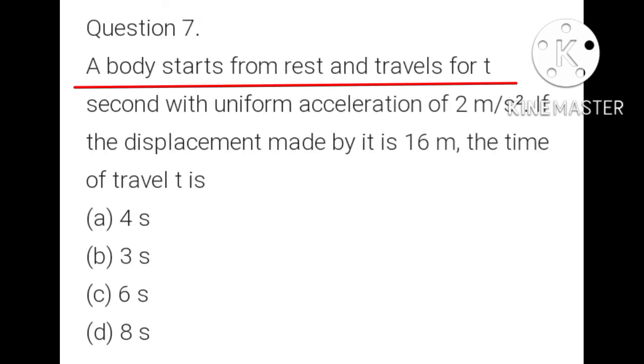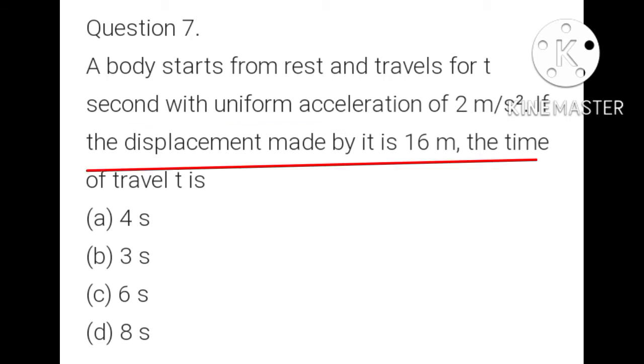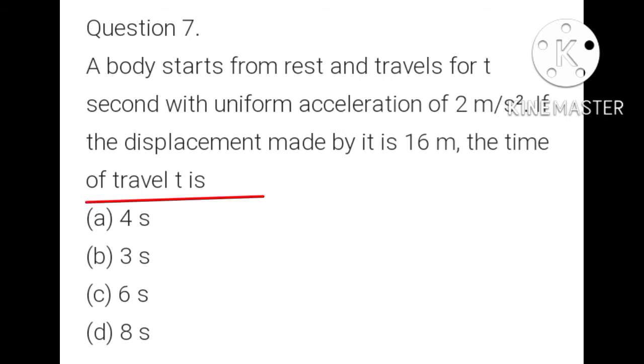Question number 7. A boy starts from rest and travels t second with uniform acceleration of 2 meter per second square. If the displacement made by it is 16 meter, the time of travel is: option A 4 second, option B 3 second, option C 6 second, option D 8 second.